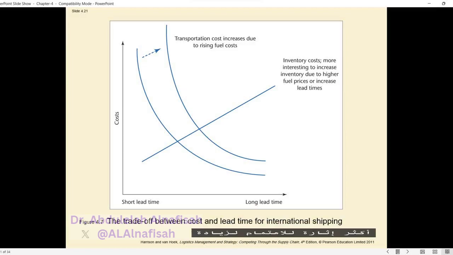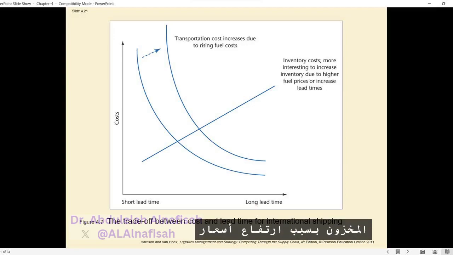Inventory costs. Companies tend to increase inventory due to higher fuel prices or increased lead times. This curve shows that as the lead time increases, the inventory cost also increases, but at a less steep rate than the transportation cost. This is because holding more inventory can reduce the need for frequent transportation and mitigate the effects of rising fuel costs or increased lead times. This curve rises moderately as lead time increases.